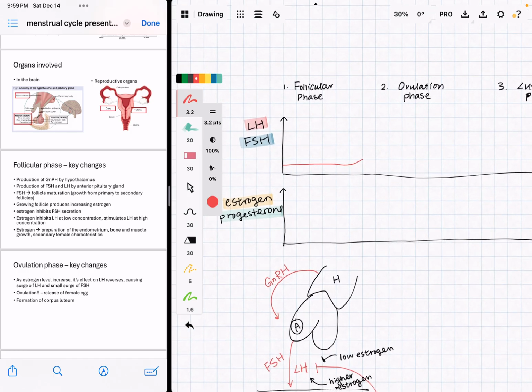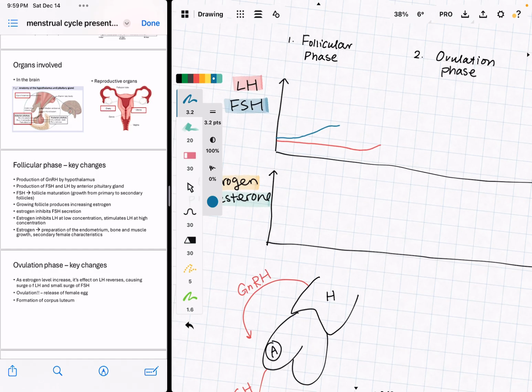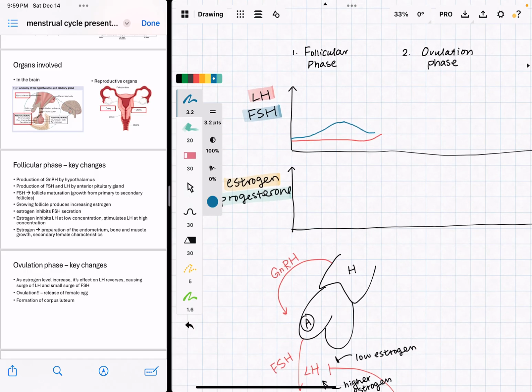And what about FSH? Not quite. So at the beginning, FSH is going to increase, indeed. However, as the follicle grows throughout the follicular phase, it's going to inhibit the secretion of FSH. Therefore, there's going to be a slight decrease towards the late follicular phase. Does that make sense? Yep, that's good.